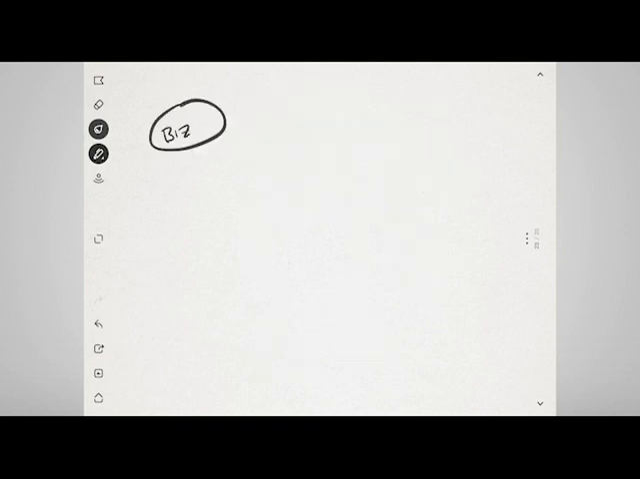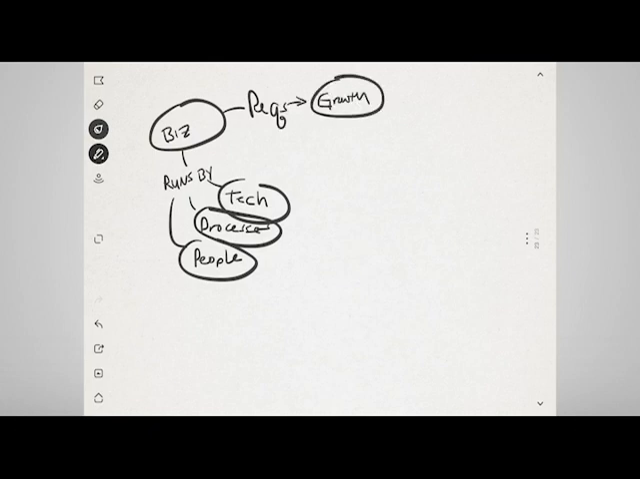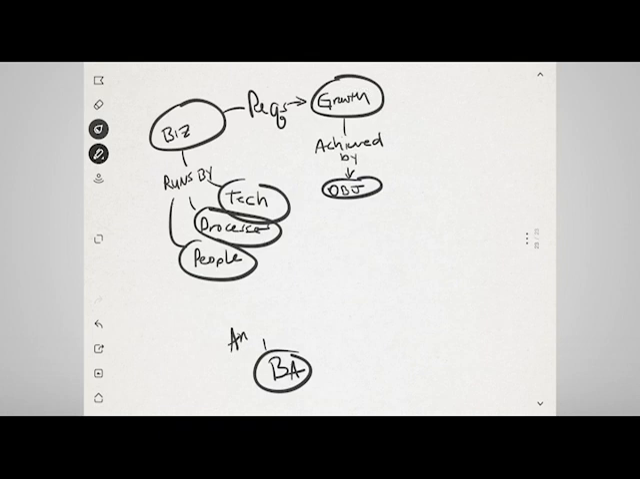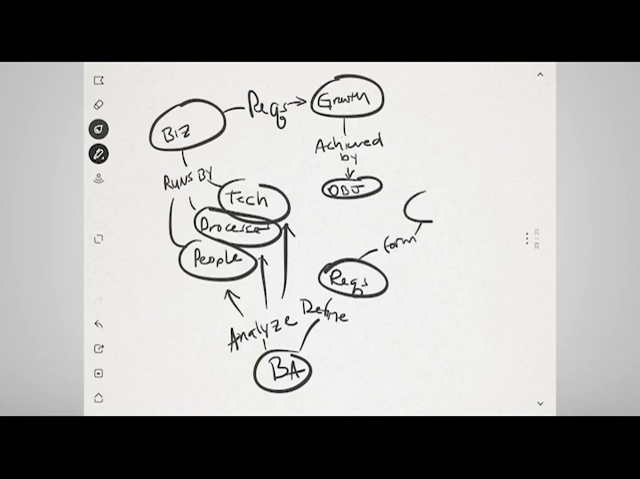A business is run by people, processes, and technology. Businesses require growth, and growth is achieved with objectives. A business analyst analyzes the people, processes, and technology. Then they determine requirements which combine to form a solution, and the solution should meet the objective.